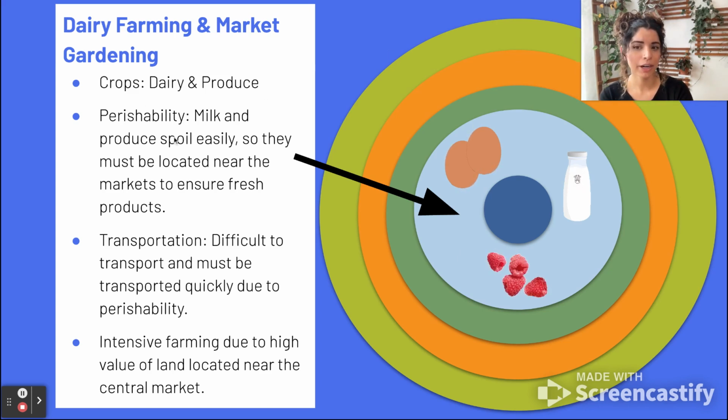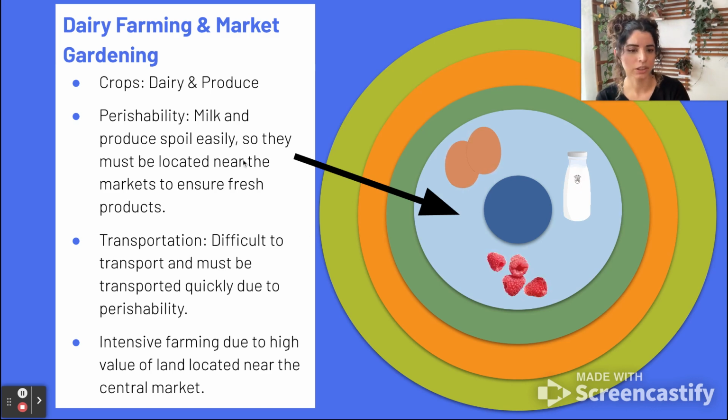So the perishability of these particular items is pretty high, right? They spoil quickly and easily. So they need to be located near the markets to ensure fresh products. During his time period, that absolutely was true, right?